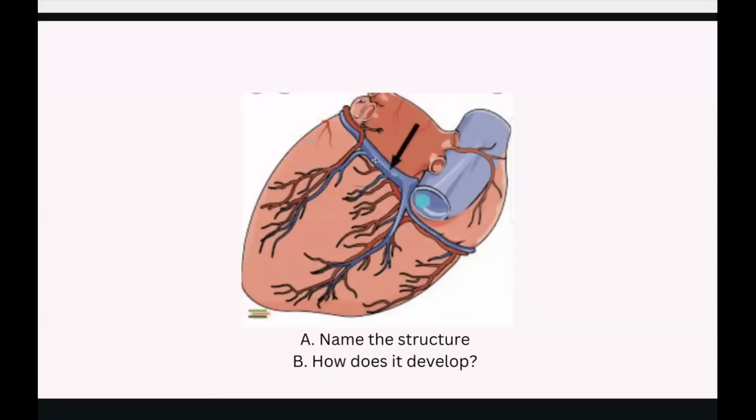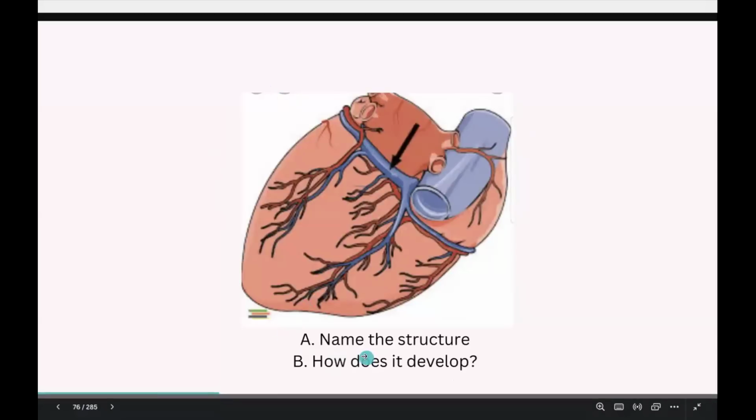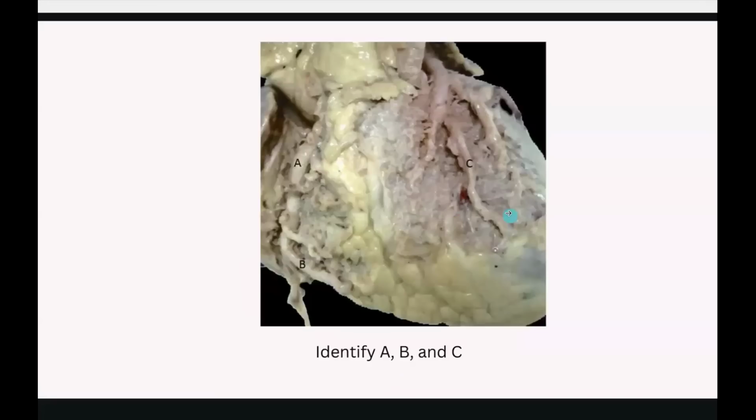Okay, now name the structure and how does it develop? So this structure is the coronary sinus, and the development, I didn't explain it because it's in embryology, but they can still ask embryology questions in the OSPE, so I wanted to mention this. The coronary sinus comes from the left common cardinal vein. So that's the development of it, and this is the coronary sinus.